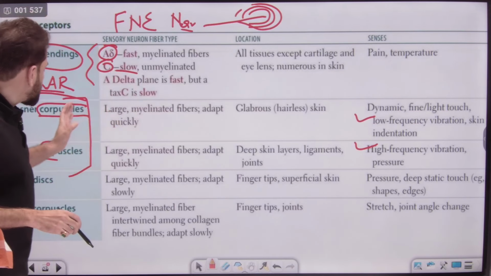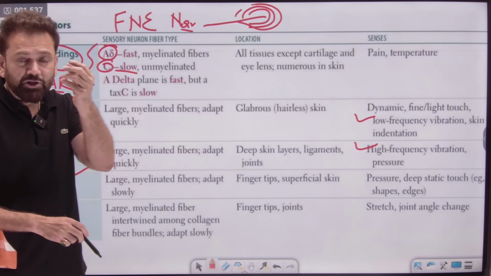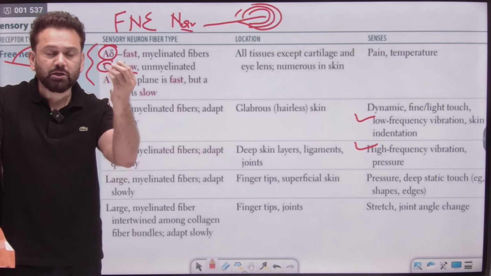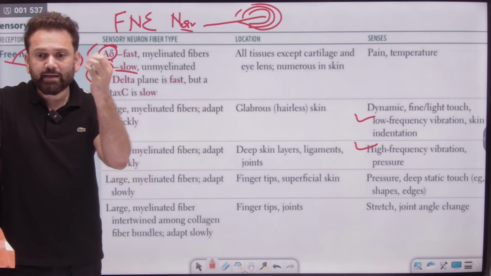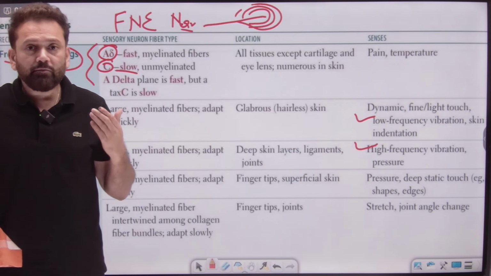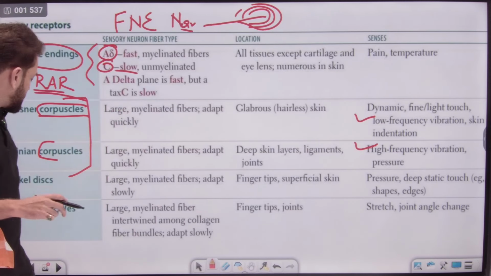Meissner's are for low frequency vibration, for fine touch, for texture. If you are feeling a cloth and you say this is cotton or whatever, you are doing it like this because it is a phasic receptor. And for that, what is involved? Meissner's are involved.